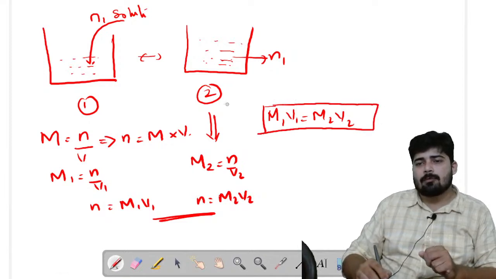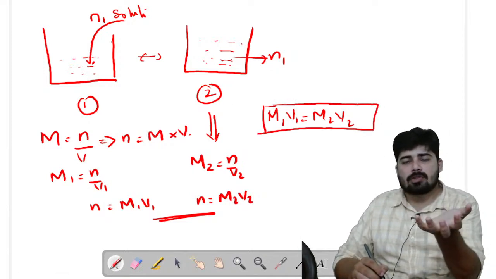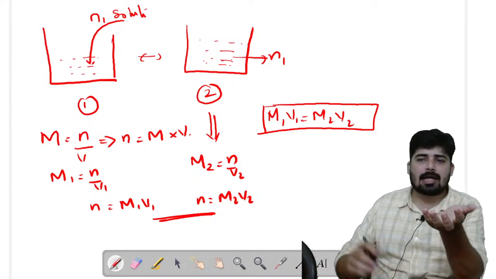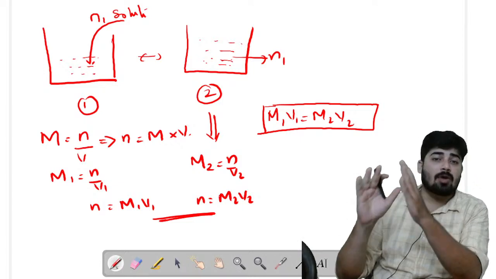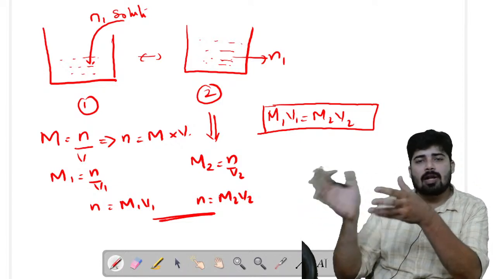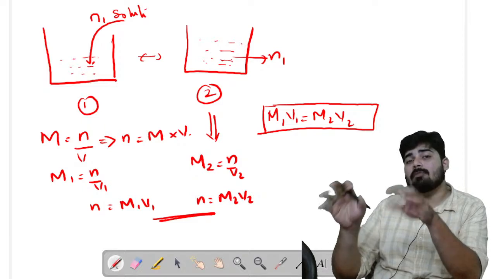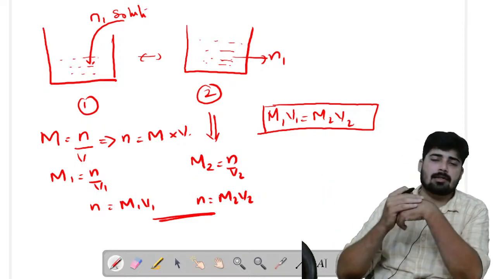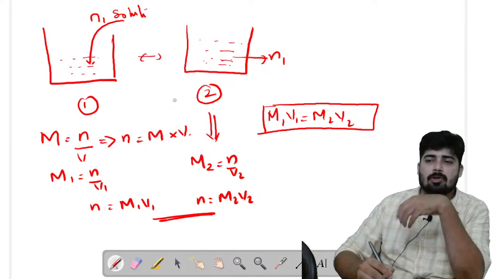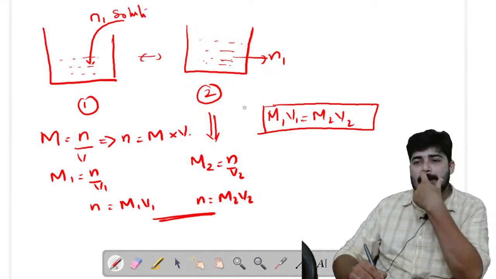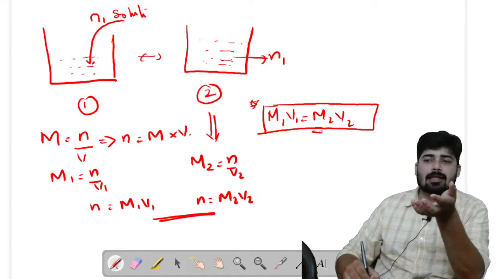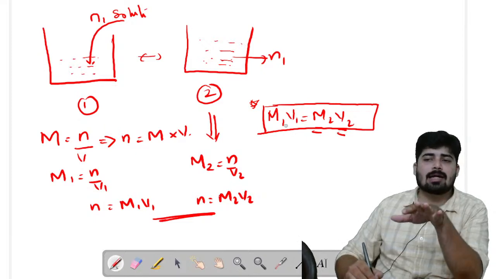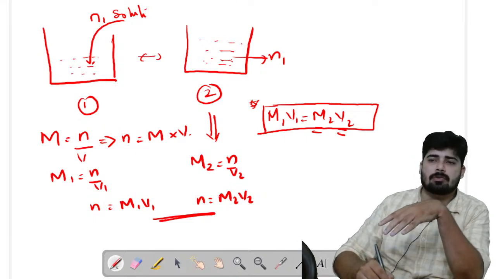If you take a container with n moles of solute present in it, and you dilute it to another volume, the molarity changes, but the number of moles remains the same in both containers. So, you can derive this equation or use this equation and find the required values. Either they will ask about the molarity of the second solution, or about the volume of the second solution. Whatever they ask, you can just use this equation to find the answer.